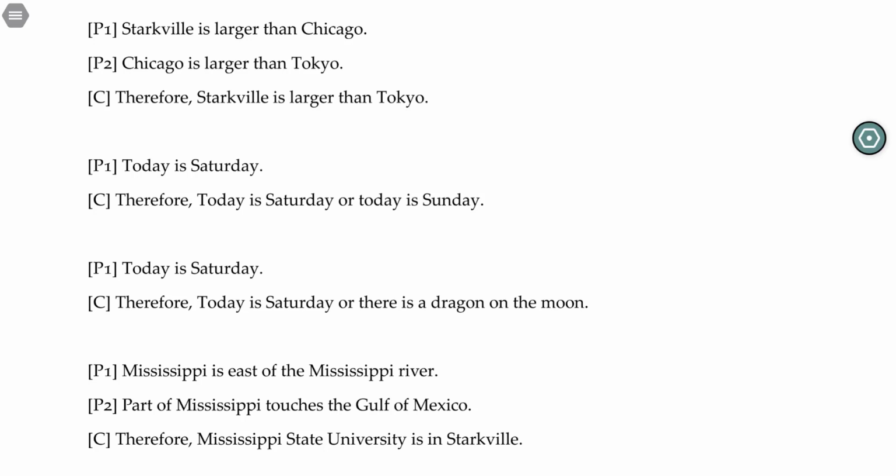Okay, the first one, premise 1, Starkville is larger than Chicago. Premise 2, Chicago is larger than Tokyo. Therefore, Starkville is larger than Tokyo. Okay, so this is valid. If these two premises are true, then this conclusion has to be true. And I think we did one like this already.